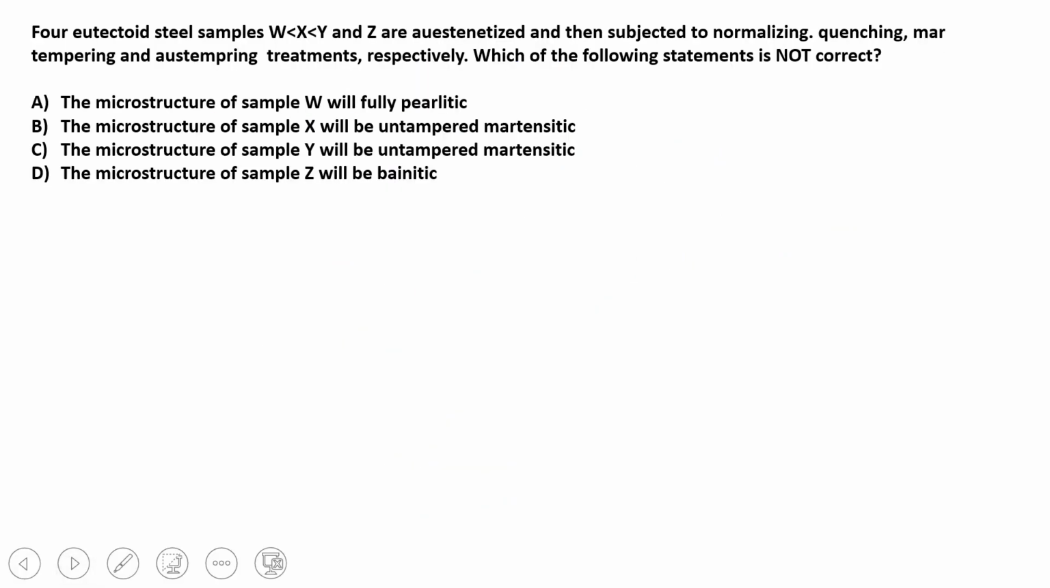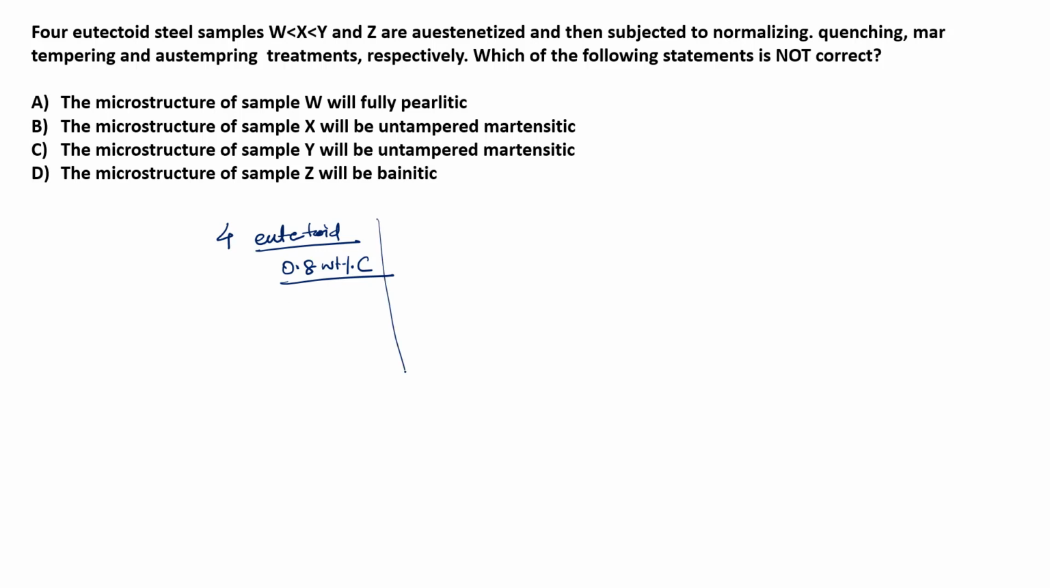Next, four eutectoid steel samples. A eutectoid steel sample means it contains 0.8 weight percent carbon. In some books it is given as 0.77 or 0.78, so all are correct; it depends on what you choose. The samples are W, X, Y and Z.